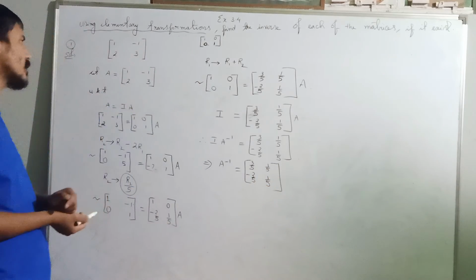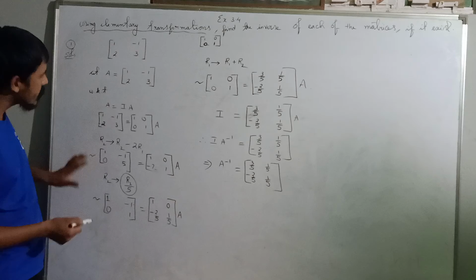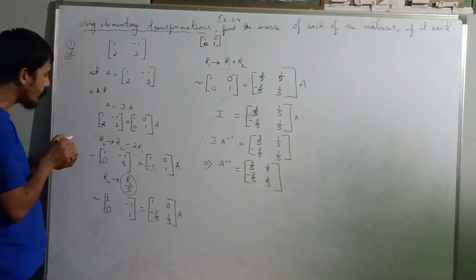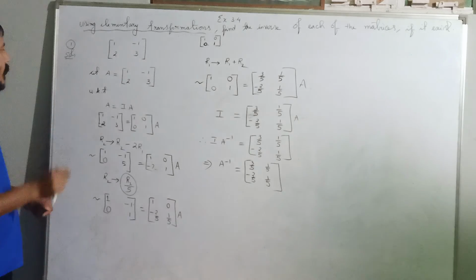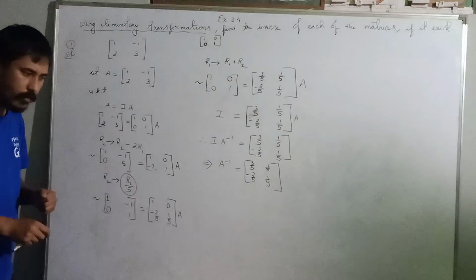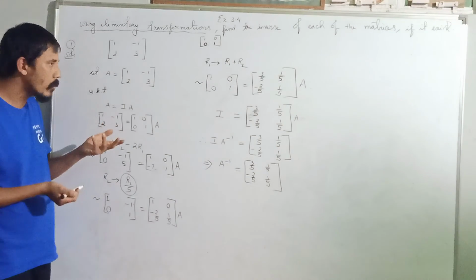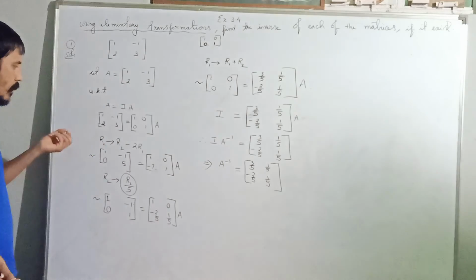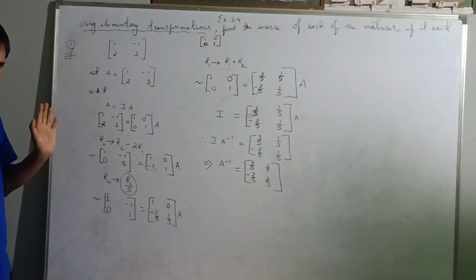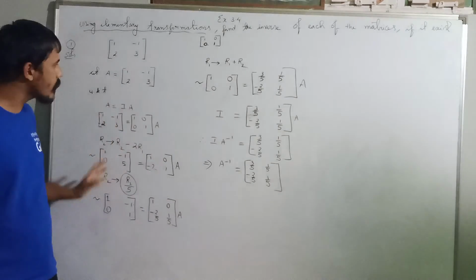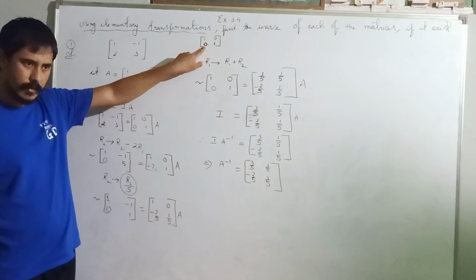Now sometimes when you do this operation on this matrix A, sometimes all the elements of one row, or maybe two or more rows, become 0. In that case, it can never be equal to your identity matrix, right?